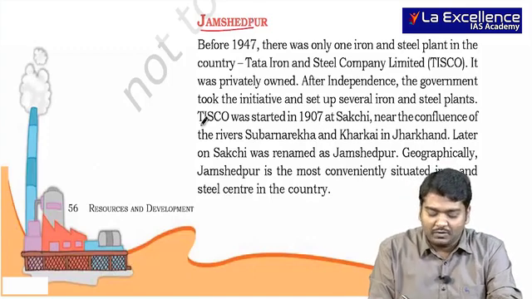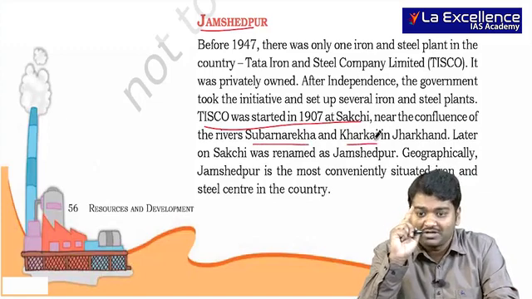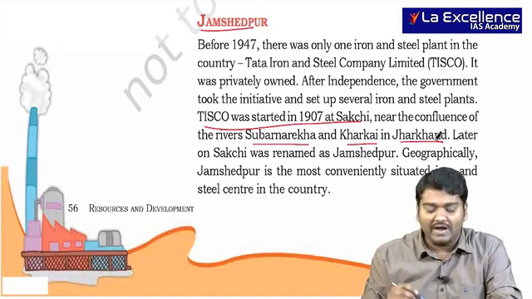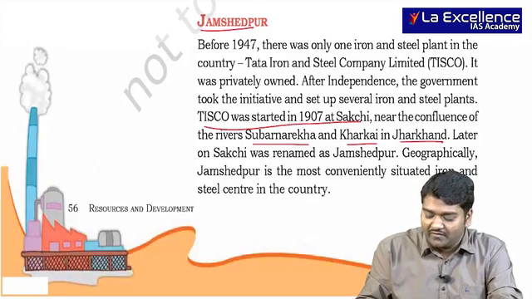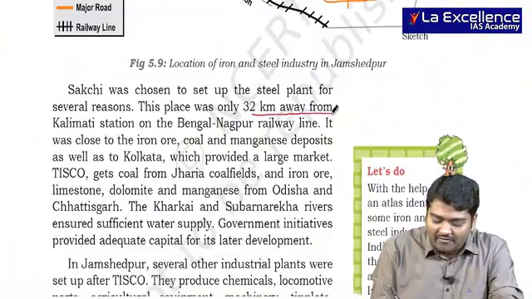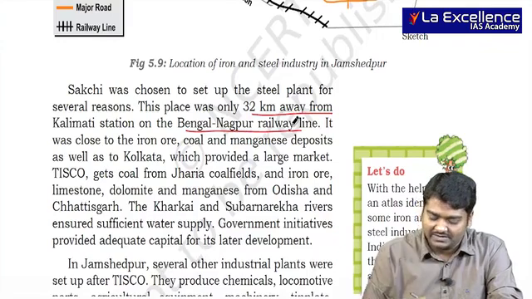When we see, it was started at Sakchi, near the confluence of the rivers Subarnarekha and Karkai. I told you running water is very important, so they use this. And geographically, it is very convenient for production. The reason for this is, 32 kilometers away there was a railway line. I told you canals are required, railway lines are required.